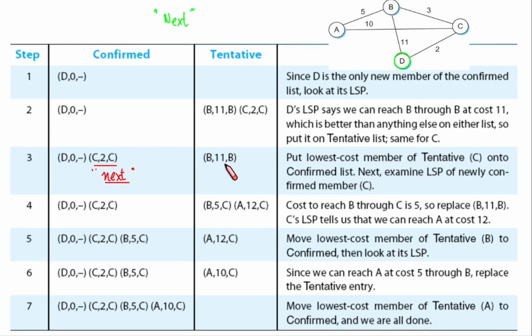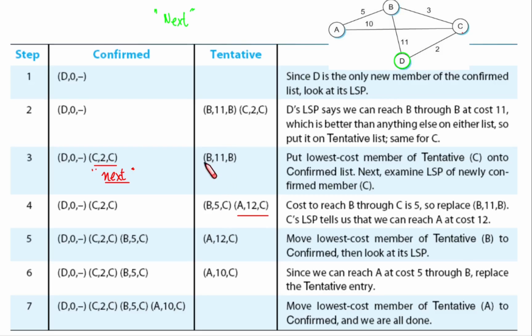So at this time, the tentative list has just B, but once we have added C to the confirmed list, because C's LSP would contain A, there is a new entry in the tentative list, and the node is A. The cost is going to be 12 because the cost to C is 2 and from C to A is 10. The cost to reach A is 12. And then the next hop is C because that's how we are going to reach A.